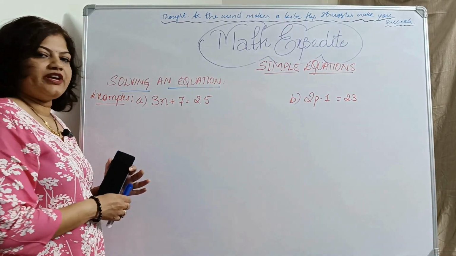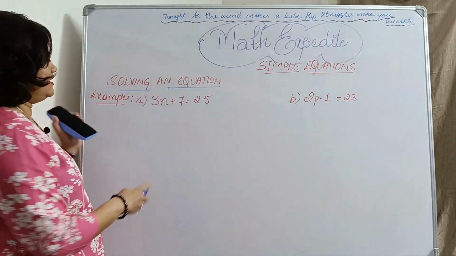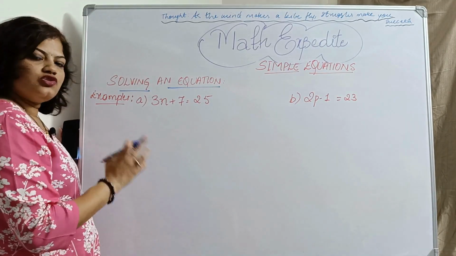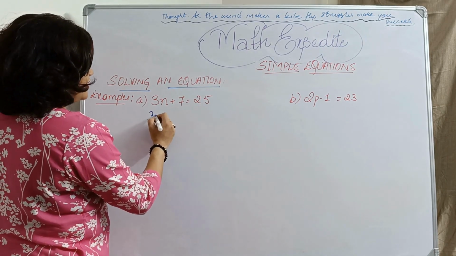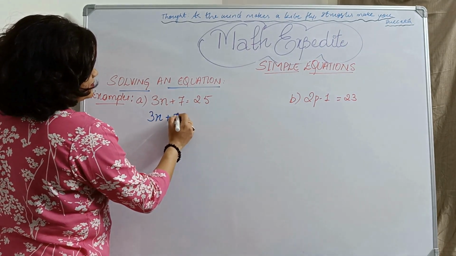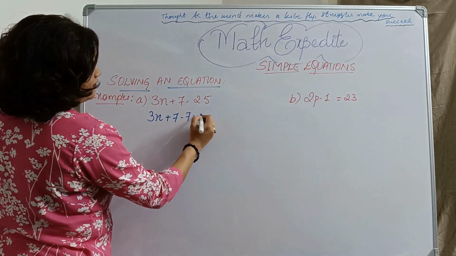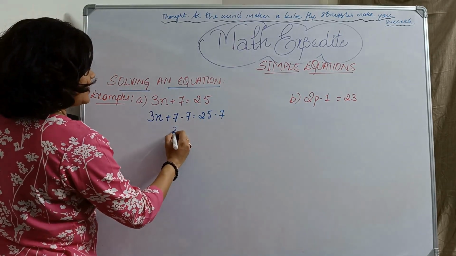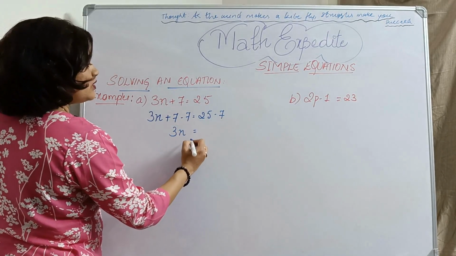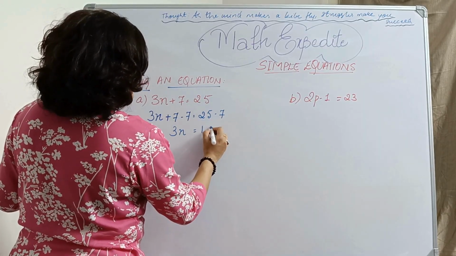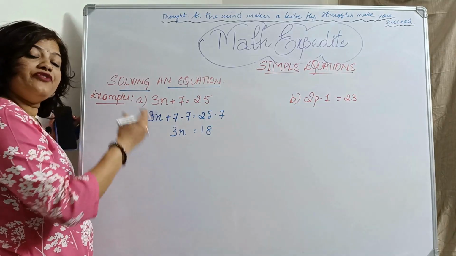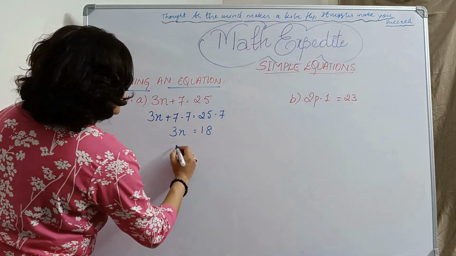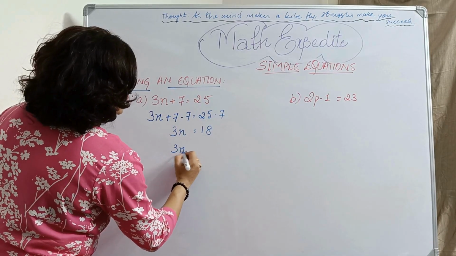Let us consider some more examples. Here you can see 3n plus 7 is equal to 25. So what do we have to do? First, we subtract 7 from both sides. Then we will get 3n is equal to 18. Now we further have to reduce to get n. So what will we do? We will divide both the sides by 3.